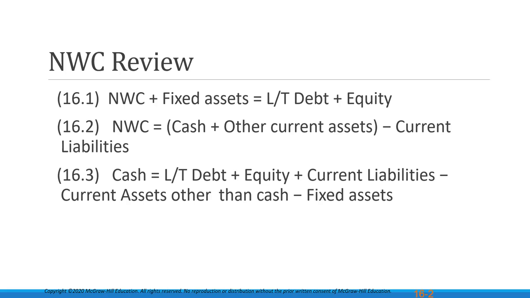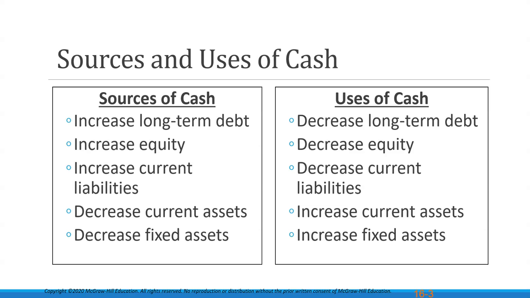Therefore, cash equals long-term debt plus equity plus current liabilities minus current assets other than cash minus fixed assets. So we're going to talk a lot about cash management in Chapter 16. How do we get it? What do we do with it?